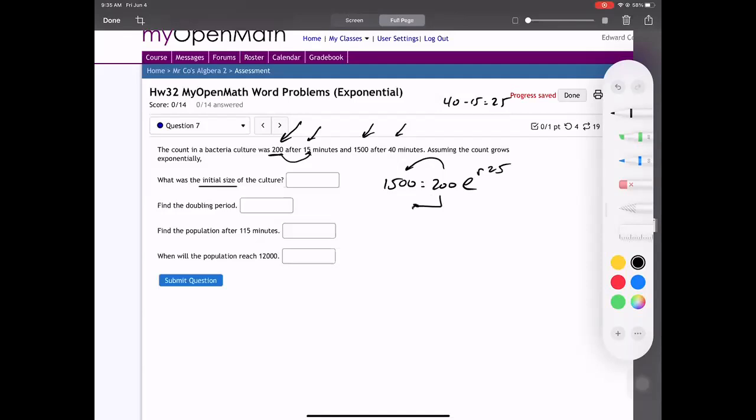So we get rid of this by dividing: 1500 divided by 200 equals e to the R times 25. Now, to solve for exponents, and this is the big deal about solving for exponents, we learn how to use natural log to get rid of the e. Natural log of 1500 over 200 is equal to R times 25, and then we're going to divide by 25 after we plug this into the calculator.